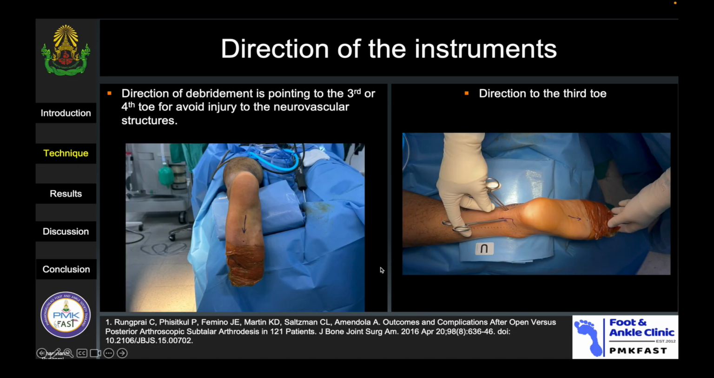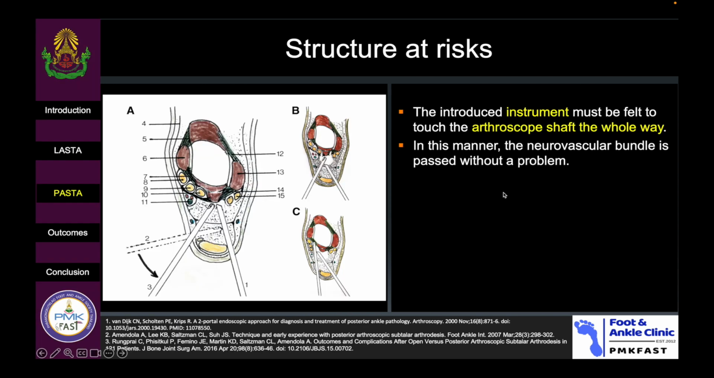For the direction of the procedure, as you know, the medial side has neurovascular structures. So when you start performing the procedure, you have to make sure that you work toward the third toe or the fourth toe. More lateral is safer than medial. So take a look at the structures at risk again. This shows you how to do triangulation.